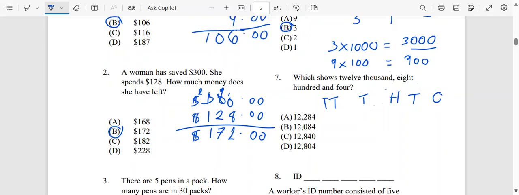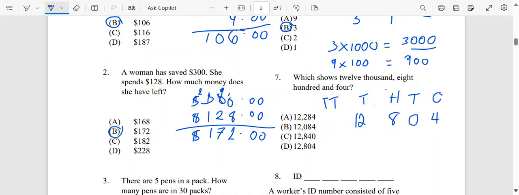And it says which shows 12,000, right? 800. So let's put 12, right? 12,000. So let's put our 12 there because it speaks to 12,000. And it says 800, so 8, of course. And then it says 4. So let's put it right there, 4.